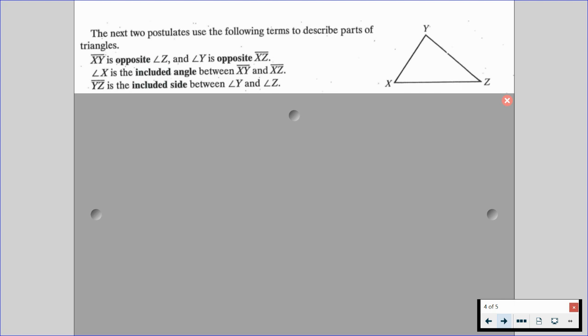The next 2 postulates use the following terms to describe parts of triangles. So segment XY is opposite of angle Z, and angle Y is opposite of segment XZ. Angle X is the included angle between segment XY and segment XZ, and segment YZ is the included side between angle Y and angle Z.